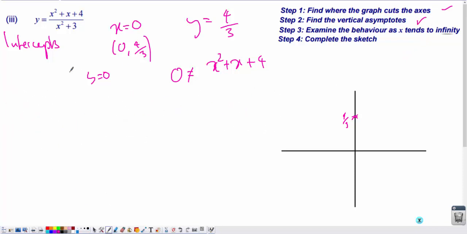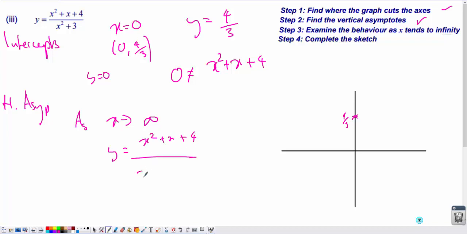Done. Horizontal asymptote. So now just think about it as x tends to infinity. Let's do positive and negative in one go. So we've got y is equal to x squared plus x plus 4 over x squared plus 3. Now, what did I say? You divide top and bottom by the highest power of x in your denominator. So I'm going to divide top and bottom by x squared. So actually, I could just write it here. I haven't done that before.